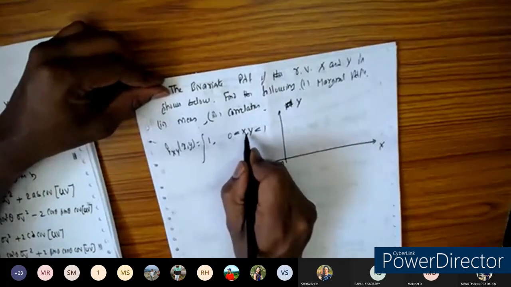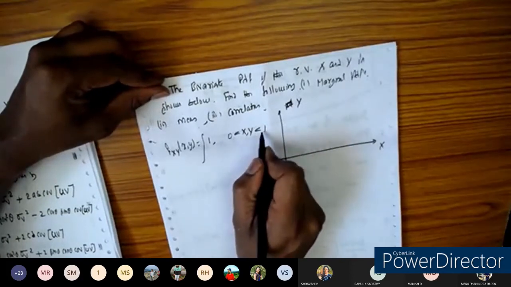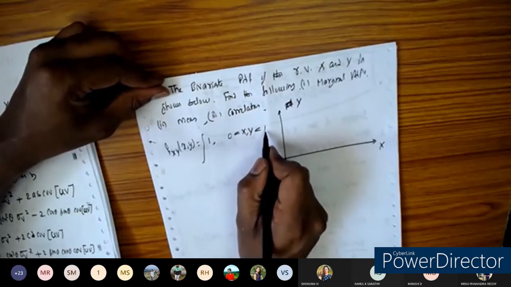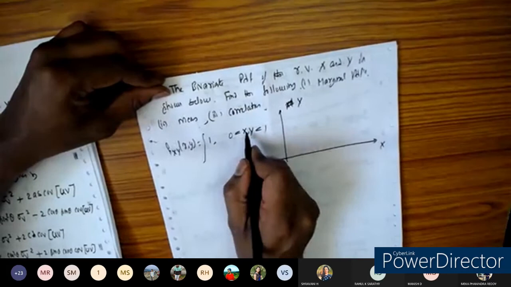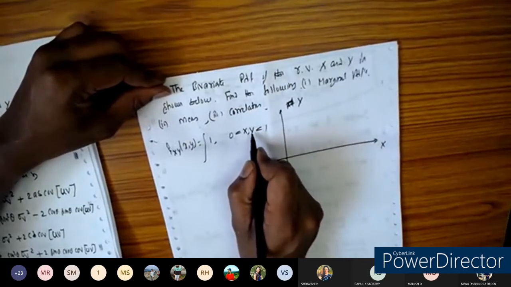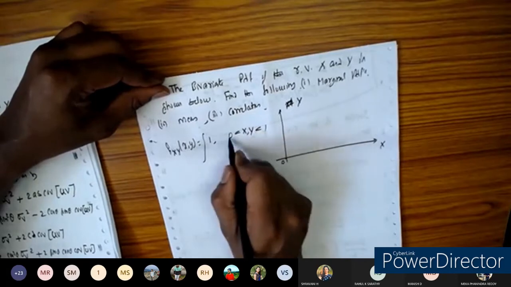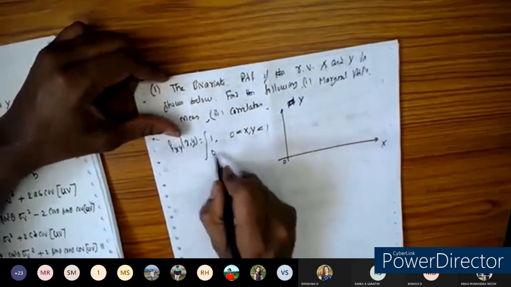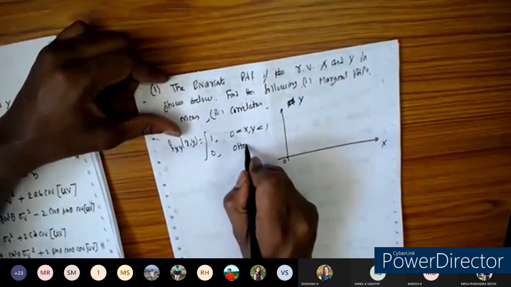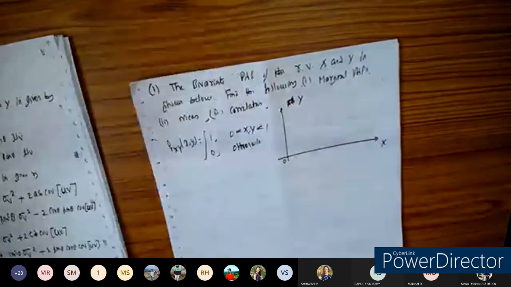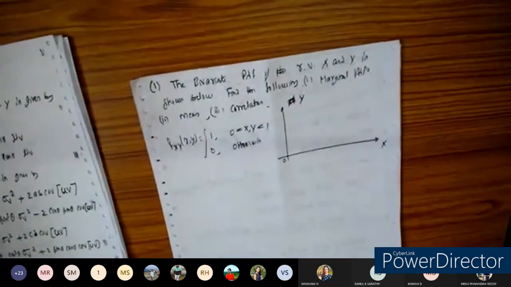If it is given 0 < x, y < 1, don't assume that x is less than 0, y is less than 1. This is a joint random variable, so both x and y will take values between 0 and 1. Usually you get confused here, and it is 0 otherwise.